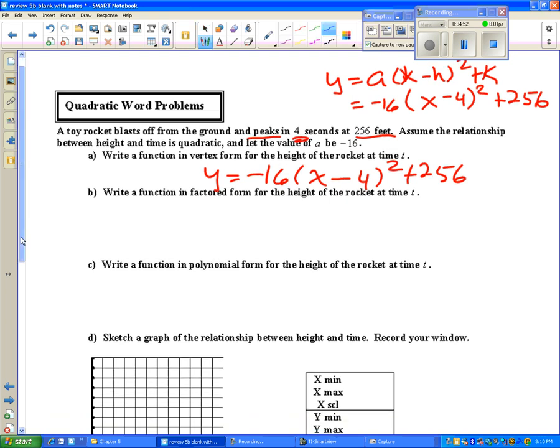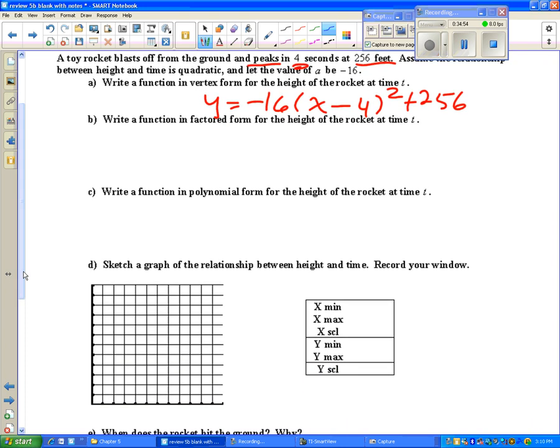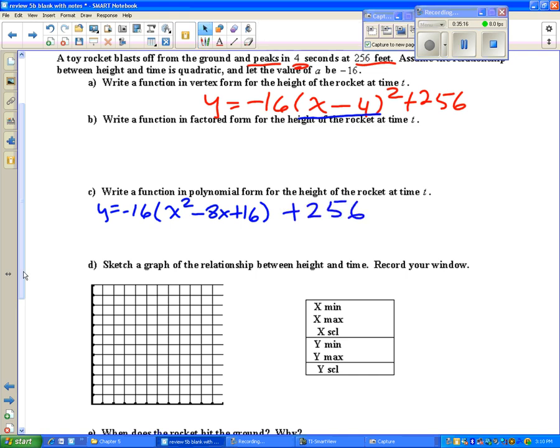Now, I know it asks for factored form next. We're going to do polynomial form next. I'm going to multiply this out. I'm going to have y is equal to negative 16 times (x minus 4) squared, which is x squared minus 8x plus 16, and then that's plus 256. Distribute the negative 16 through.